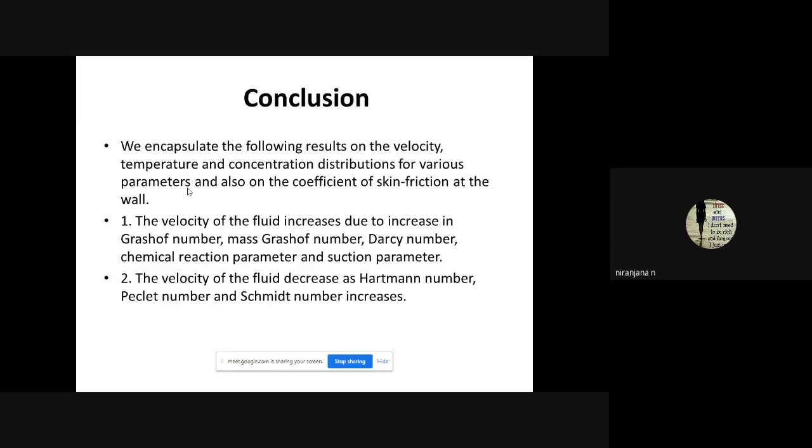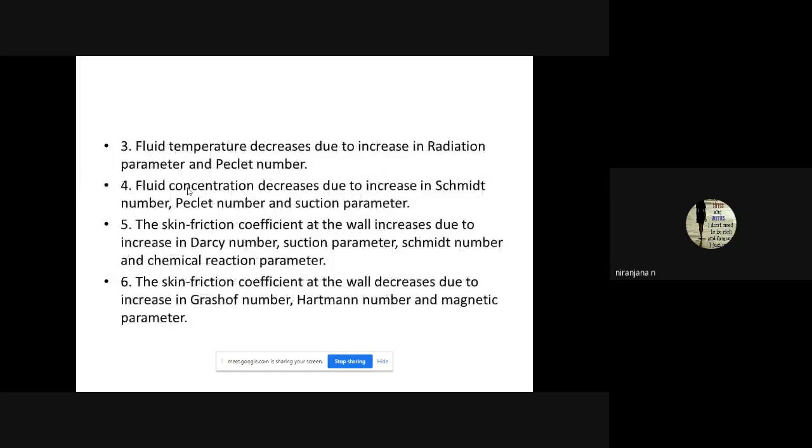The fluid temperature decreases due to an increase in the radiation parameter and Peclet number. The fluid concentration also decreases due to an increase in the Schmidt number, Peclet number, and suction parameter. The skin friction coefficient at the wall increases due to an increase of the Darcy number, suction, and Schmidt number under chemical reaction. The skin friction coefficient at the wall decreases with an increase of the Grashof, Hartmann, and magnetic parameters.